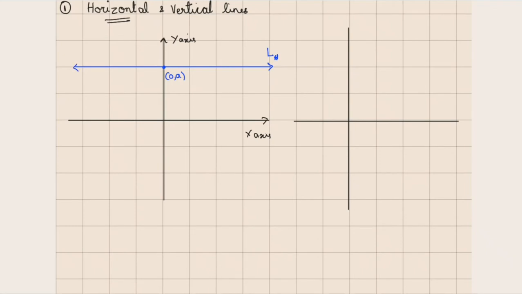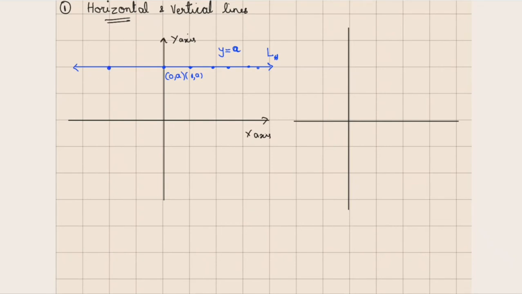If you see any point on this line, this line has infinite points, any point on this line contains the same ordinate as 0 comma a. Yeah, you all know this. Let's take this point, x equal to 1, then this point will be 1 comma a, and every other point also will have the same ordinate. So we can represent the equation of this line as y equal to a.